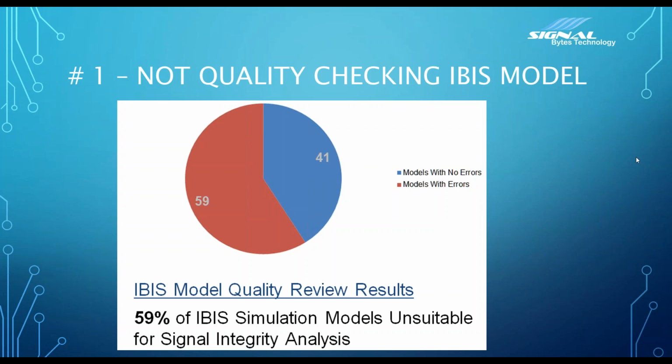So, but there's a silver lining here. The good news is that means about 40%, or quite a few of the IC vendors, are doing a good job with their IBIS model, okay? And one IC company that I'll call out for doing good models is Micron. And I always use Micron as an example because I think they do a really good job.